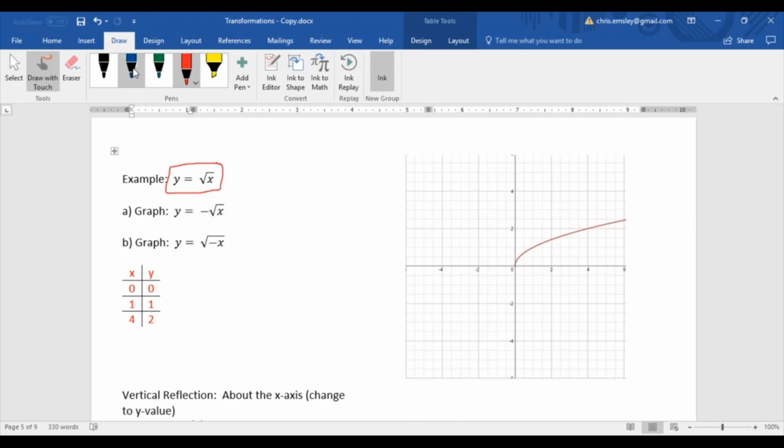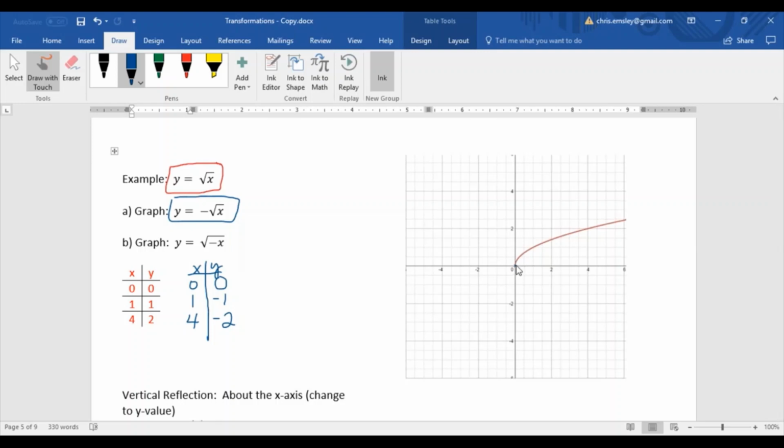So let's look at what happens if we throw a negative sign on. This negative sign is outside the function. It's outside the square root symbol. So I'm going to tell you right now that's going to be a vertical change. That means my x values will stay the same. The square root of 0 is 0. Put a negative in front of it, it's still 0. The square root of 1 is 1, but if I put a negative in front of it, it becomes negative 1. And the square root of 4 is 2, but throw a negative sign on it, and it becomes negative 2. So let's plot those three new points.